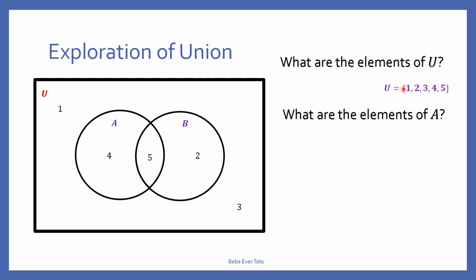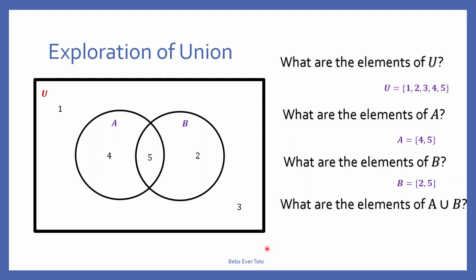Now, let's talk about what are the elements of set A. Let's look at the circle of A and what are its elements. As you can see, here are the two elements. So we could answer set A is equal to 4 and 5. Another question is, what are the elements of set B? As you can see, this is now set B. The elements are 2 and 5. So we could say that set B is 2 and 5.